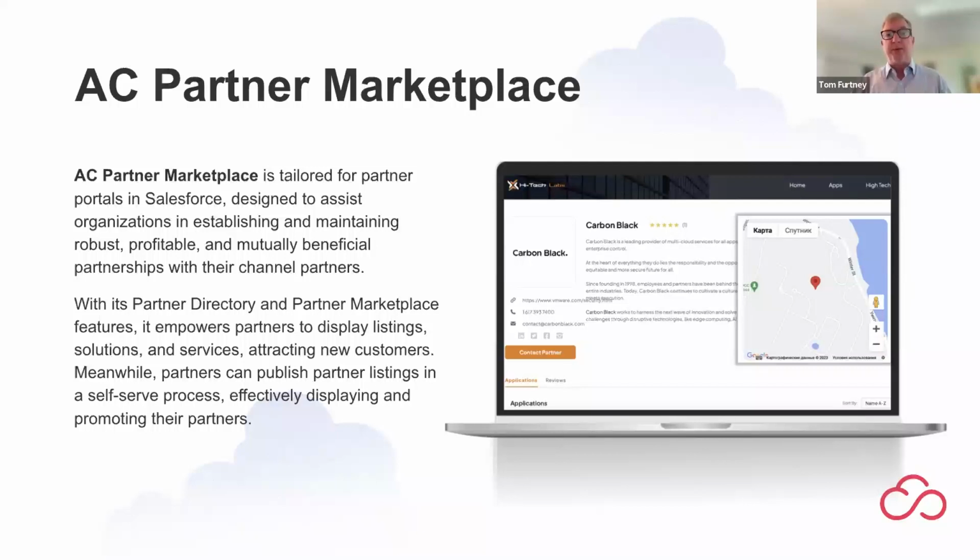There's a couple of them that specifically were designed for this kind of use case for partner portal, working with channels. The first one here, AC Partner Marketplace, allows your partners to have listings on the portal. And the great thing is that they're able to manage those listings themselves in a self-serve process. What that does for your internal team is allows them to focus on higher value activities, but it still allows the partner to be successful, keep their listing updated so that they're able to engage and sell on your behalf.